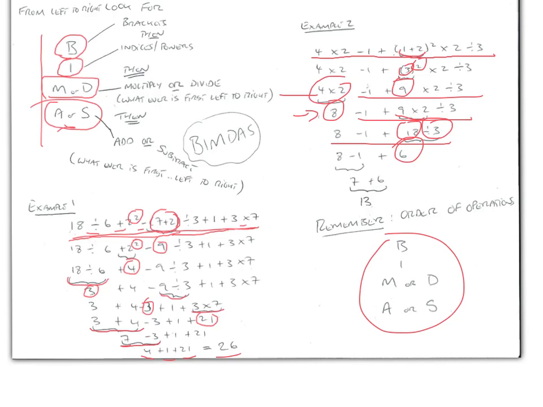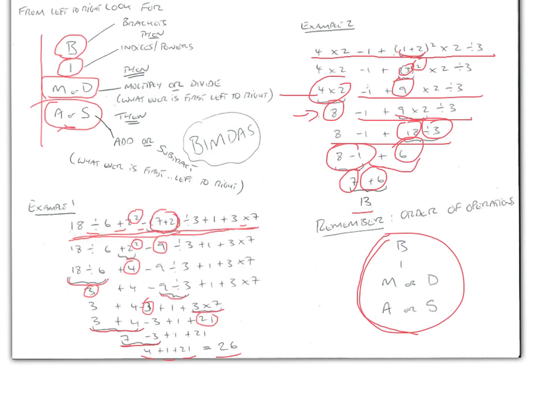And now we can get on to any additions or subtractions, and we find a subtraction immediately. 8 minus 1 is 7, plus the addition to this 6, 7 plus 6 gives us 13. So that's how you solve, or work with, long sums using BIMDAS.